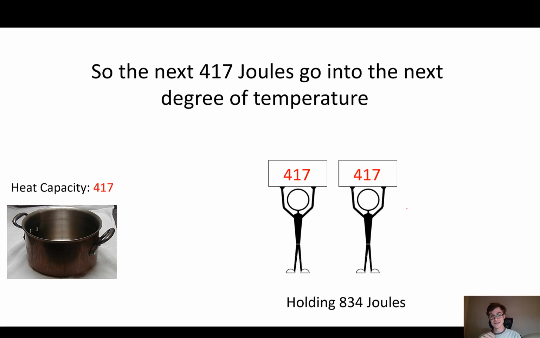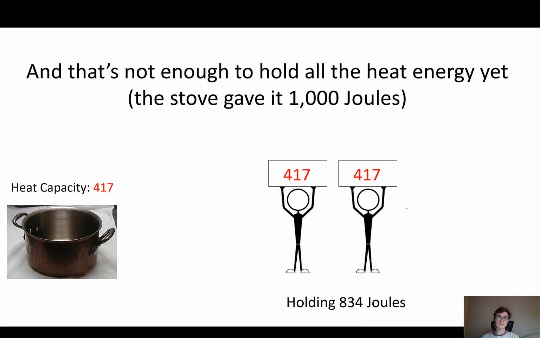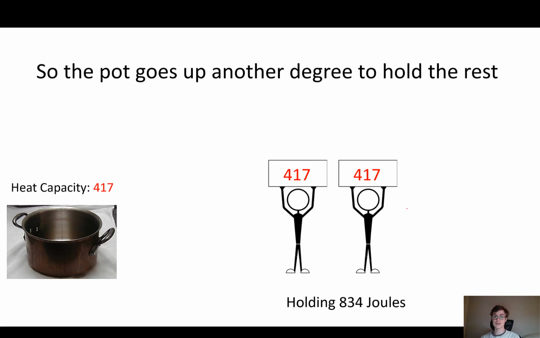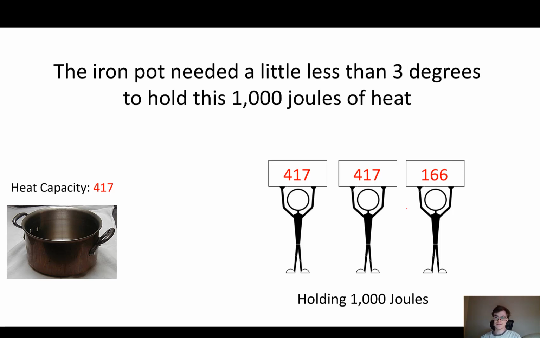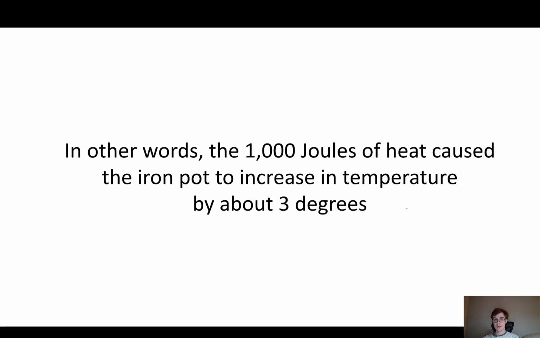So now collectively, the metal pot went up by 2 degrees and is holding 834 joules. But that's still not enough, because the stove gave it 1,000 joules, so it didn't go up by 2 degrees, it went up by more. So the pot has to go up another degree to hold the rest of the energy. And now this last degree doesn't go all the way up. It's not holding its maximum capacity, it's just going up a little bit. So the iron pot, in order to hold 1,000 joules of heat, goes up by a little less than 3 degrees, 2-point-something degrees. That's how much it heats up by. In other words, the 1,000 joules of heat causes the pot to increase in temperature by about 3 degrees.